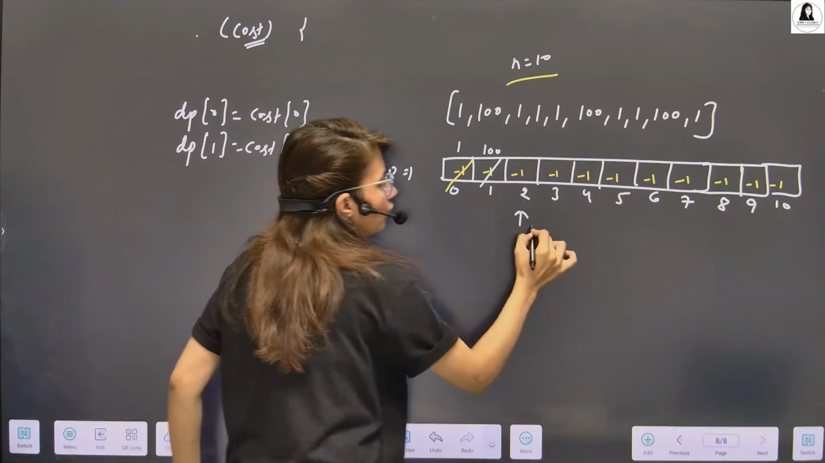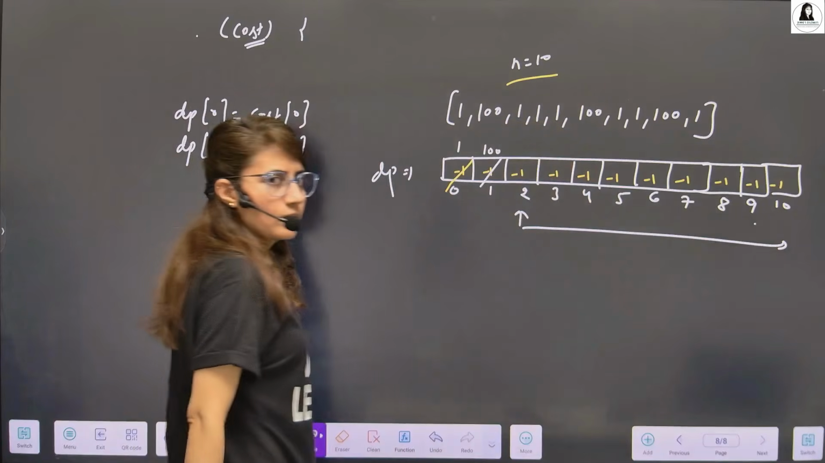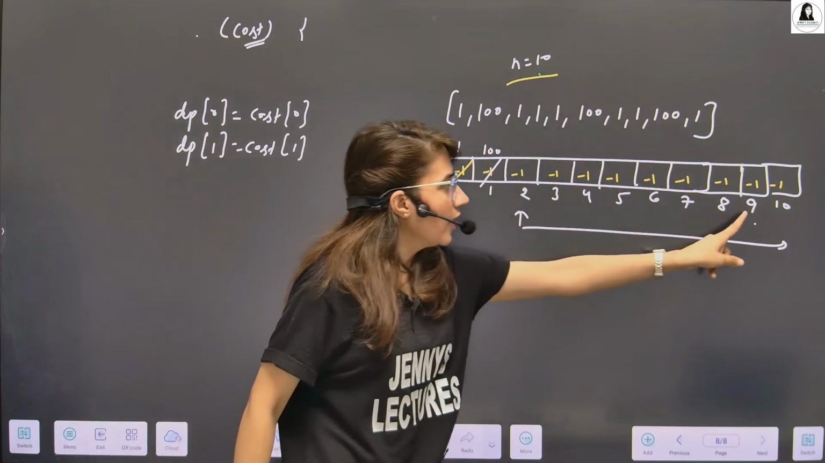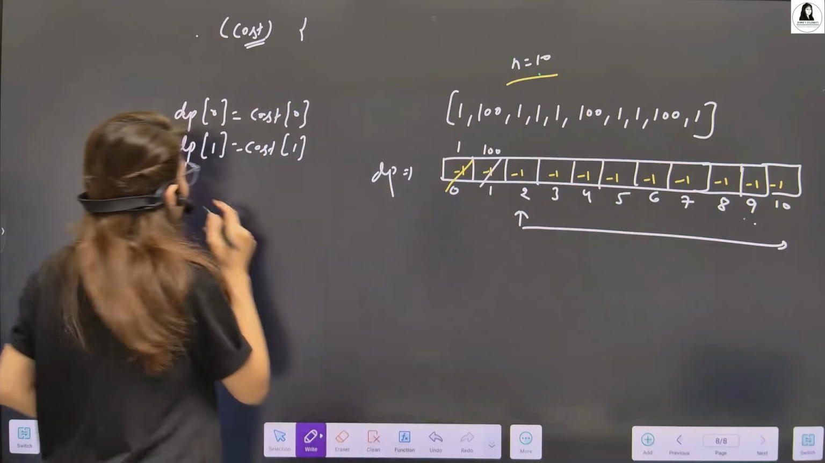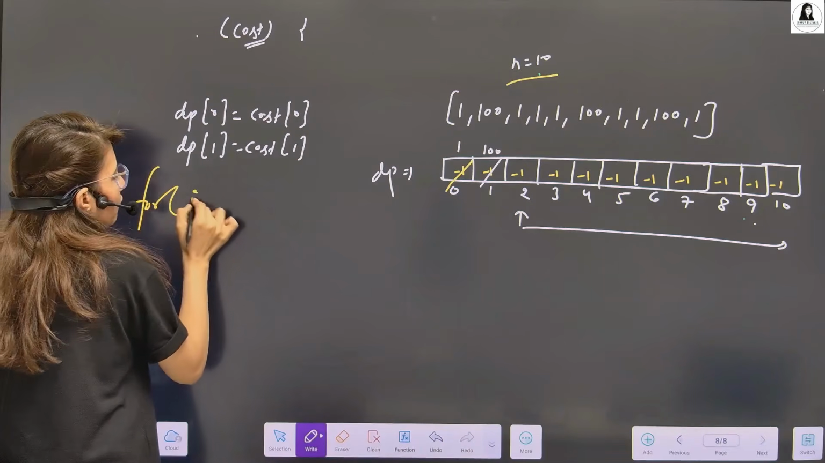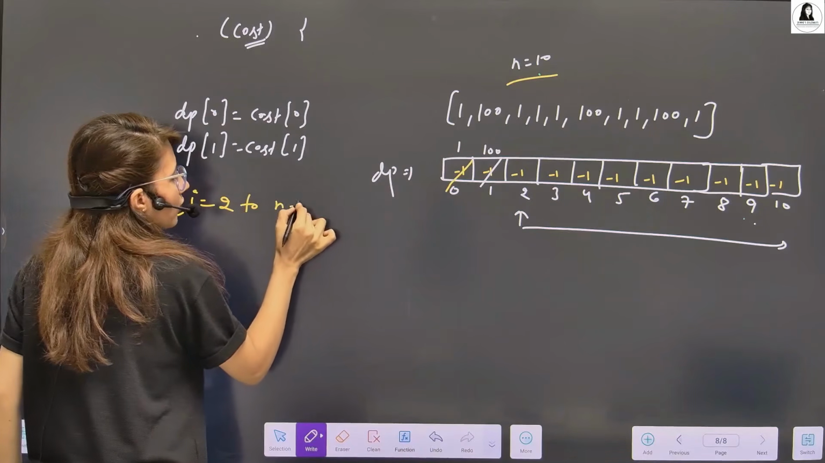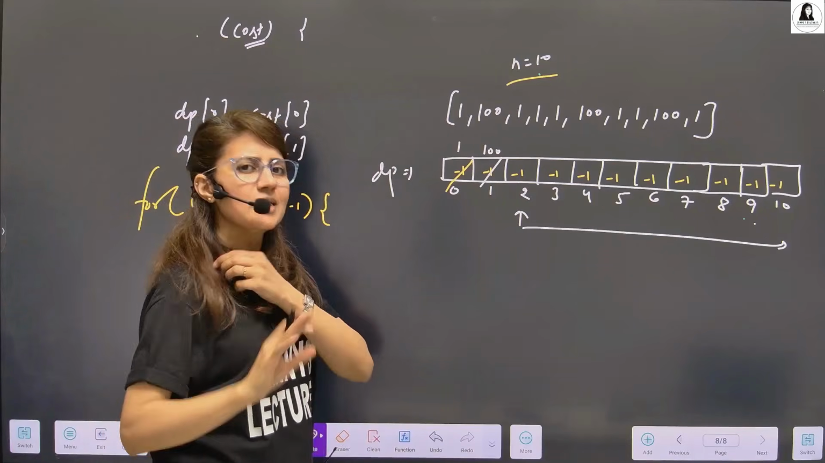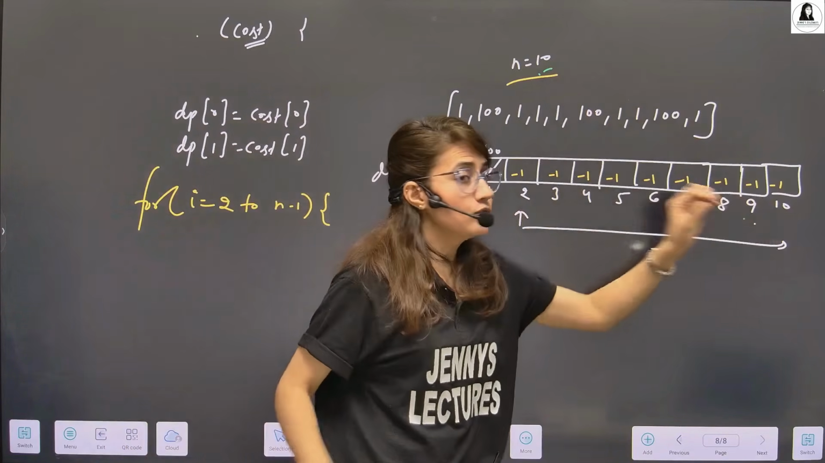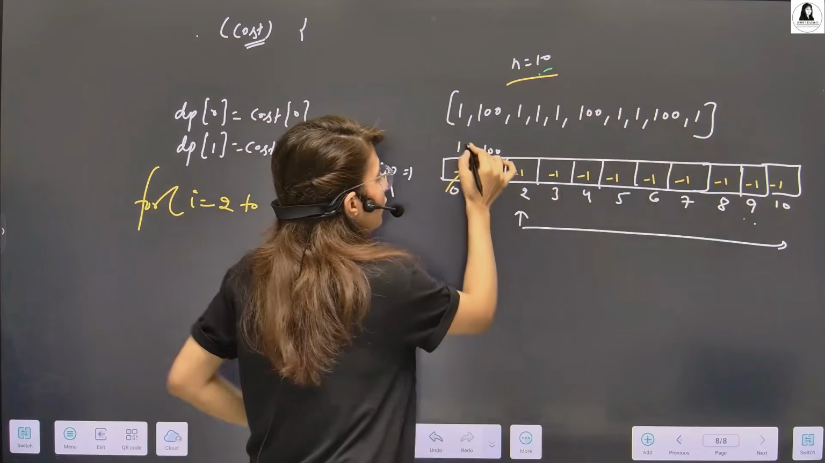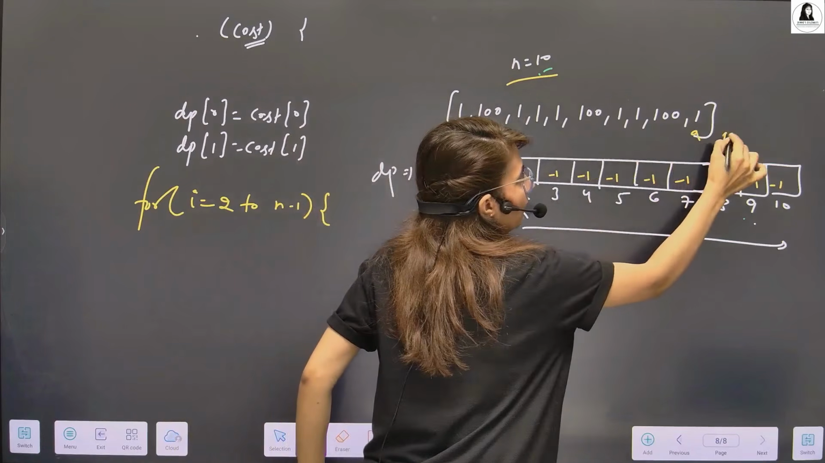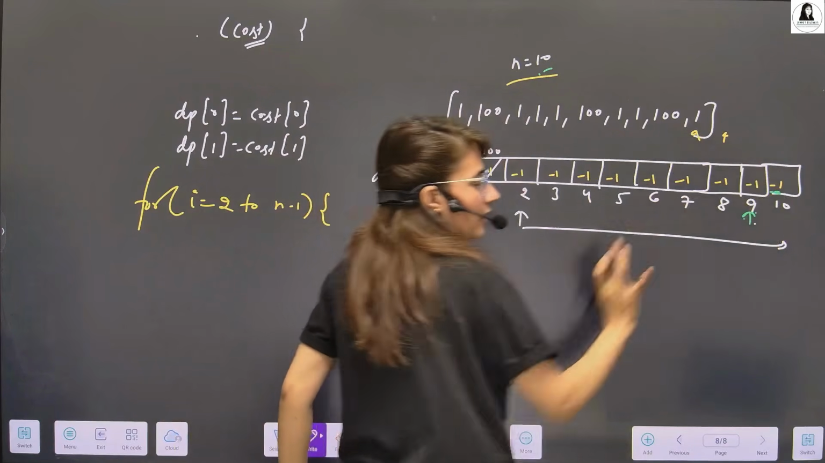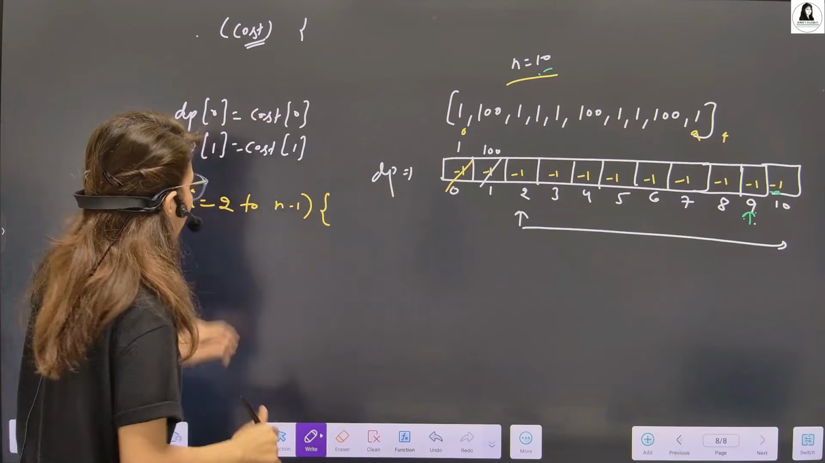Now we run a loop from 2 till the top, which is what? 10. So till 9 we will run the loop. We run the loop from 2 to n minus 1. Because n is what? 10, that is the top. You are given values from 0 till 9. 10 will be out of boundary. So we have to run till 9 only, n minus 1.